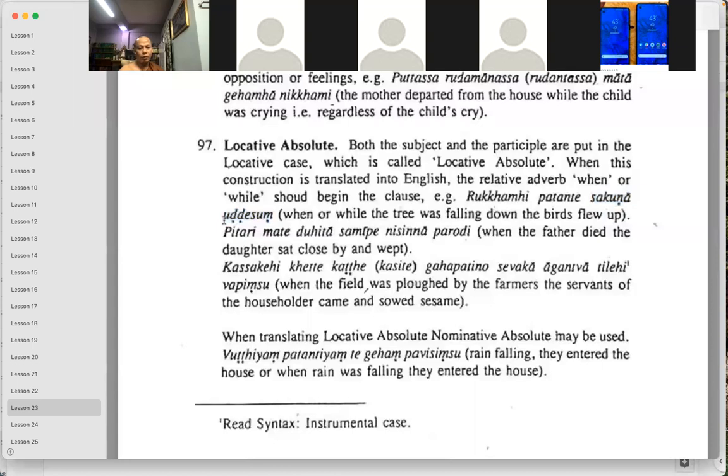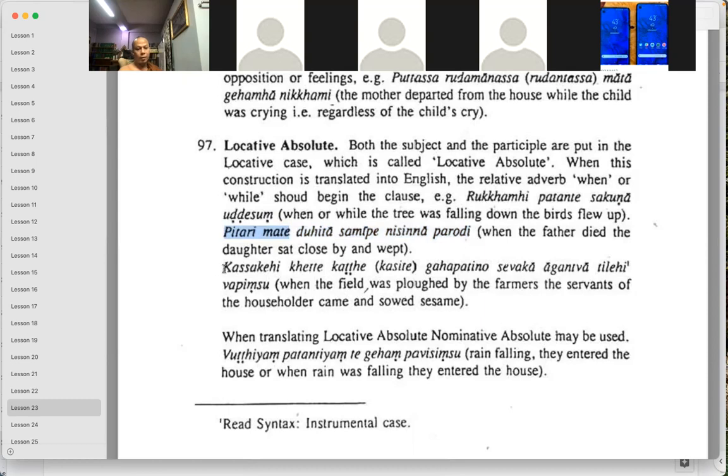The same way in the second example, Bidari Mate, you see. Bidari is the subject in the locative case. Mate is the past participle. When a father is dead, or maybe when the father died. And then, Duhida Samibe Nisena Barodi: the daughter sat close by and wept. So here Bidari Mate is the locative absolute construction.